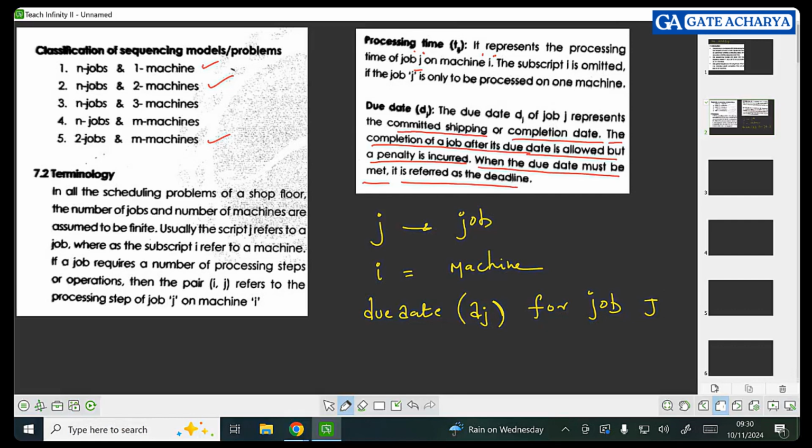Suppose we committed to deliver the components on some particular day. Before that, you can finish. But if you are not able to finish within the due date, then you need to pay a penalty. That means if you take extra time, there is a penalty, but an early finish is okay, right? When we solve the problems, you will come to know about the due date, the average lateness, the flow time; all these things we need to calculate. That we will see, right?